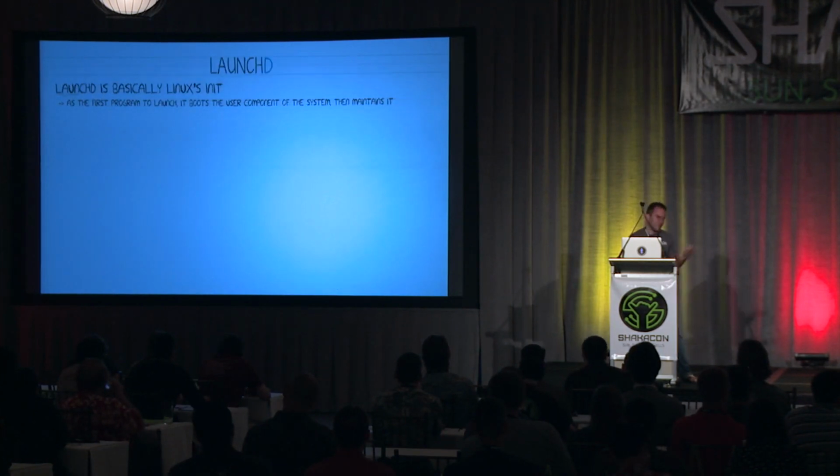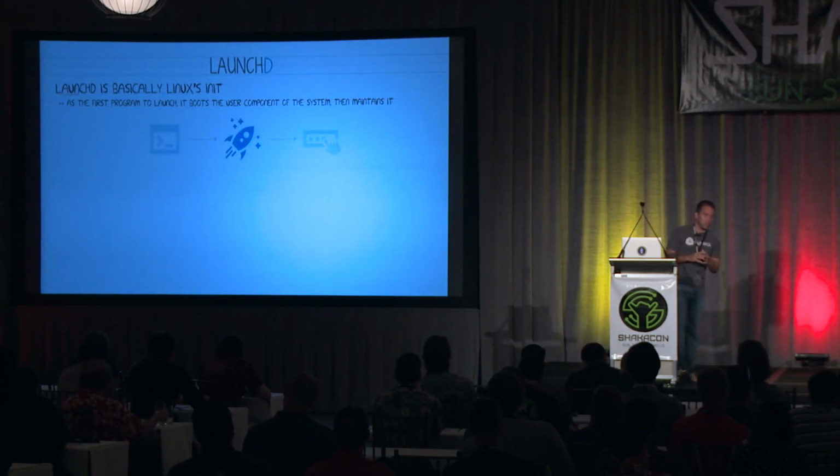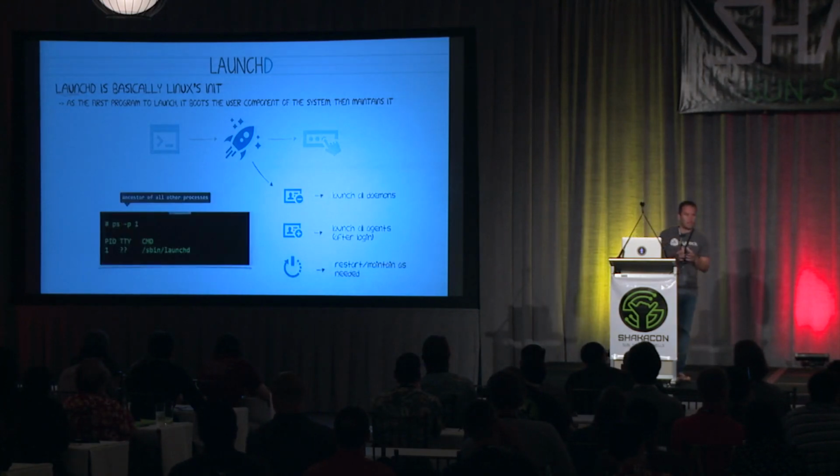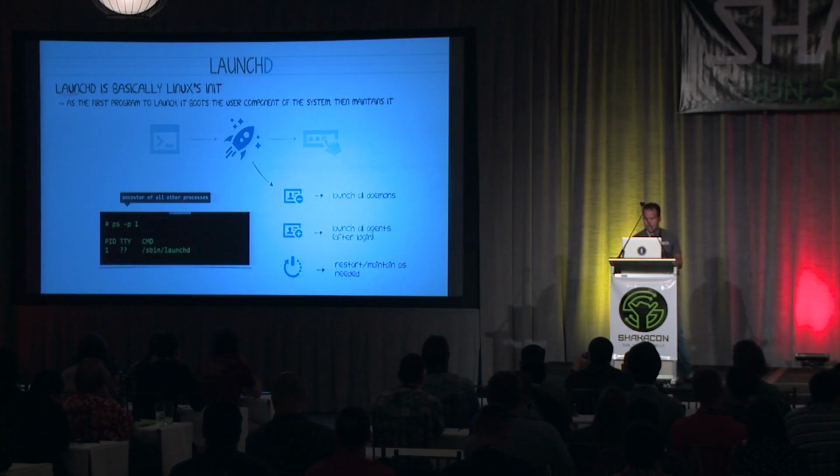So now we're finally in user mode. As I mentioned, launchd is the first user mode program, and it's executed directly by the kernel. What it does is it launches all daemons and agents. I'm going to talk about these a little later, but if you're familiar with Windows services, you can think of these as the same. As the first process, it has a PID of 1 and is also the ancestor of all other processes.